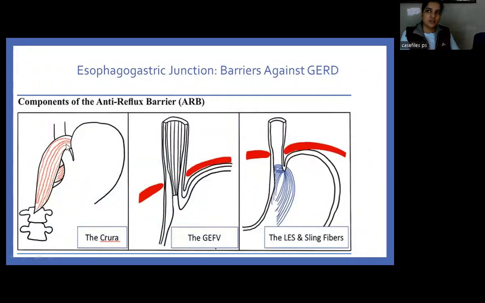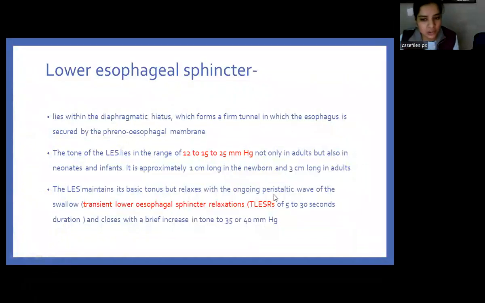This is the diagrammatic representation of the same. This is the right side of the crura having the pinch-cock effect. This is the angle of His with the internal gastroesophageal flap valve mechanism, and this is the lower esophageal sphincter with sling fibers that helps in preventing reflux. This lower esophageal sphincter lies within the diaphragmatic hiatus and forms a tunnel, and this is secured by the phrenoesophageal membrane. There is a basal tone with a pressure of 12 to 25 mm Hg, and that is similar in neonates and the adult population.